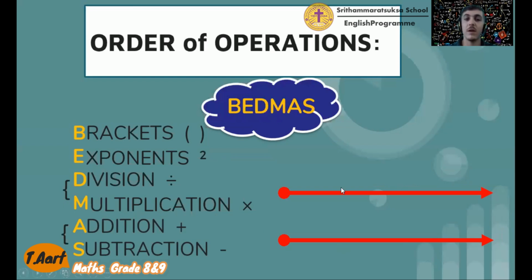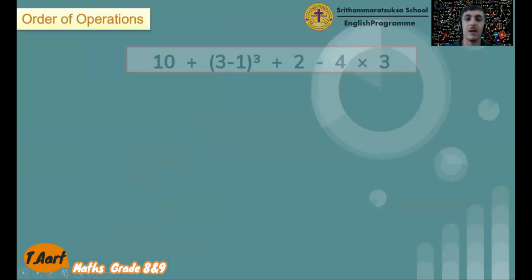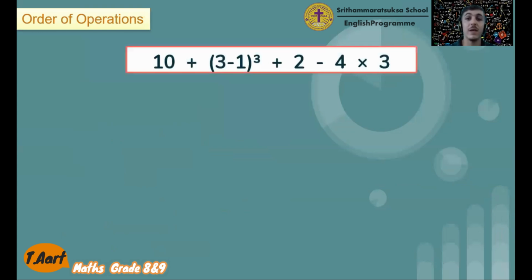So let's have a look at that equation again. And let's use BEDMAS to help us to get the answer. So the B stands for brackets, so we start with our brackets. 3 minus 1 is 2. Everything else stays the same. We only do our brackets in the first step.